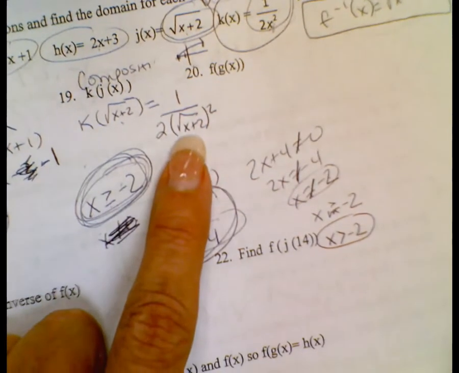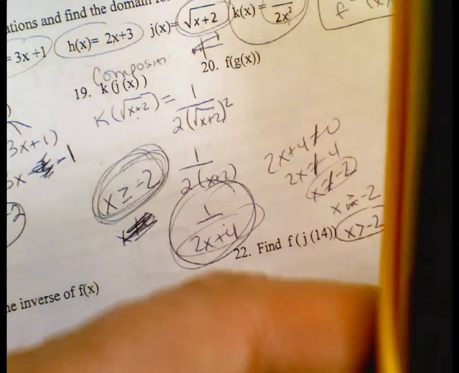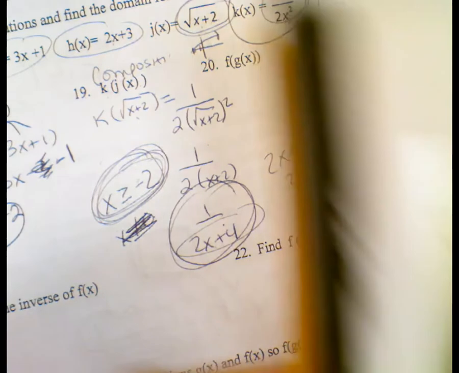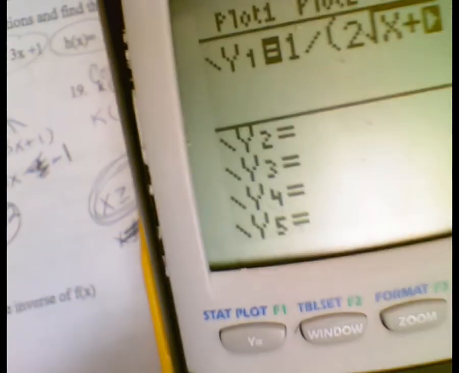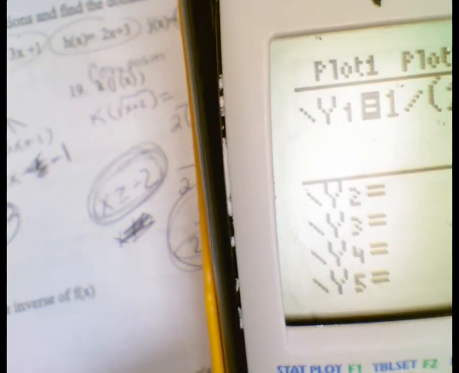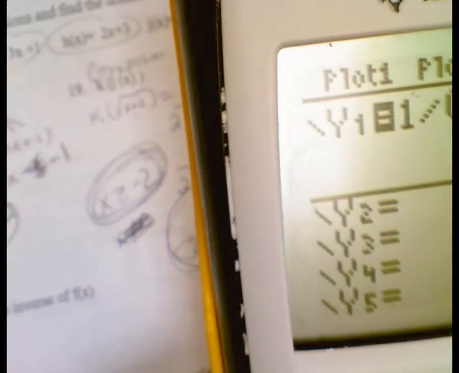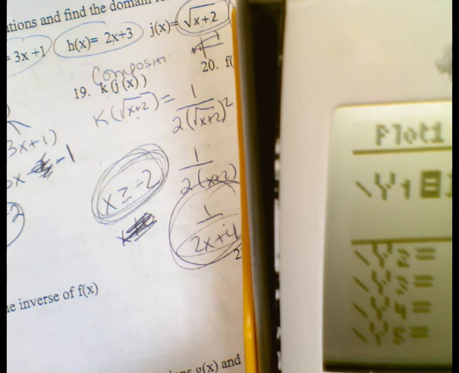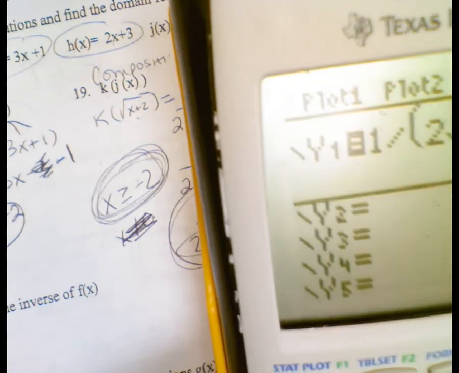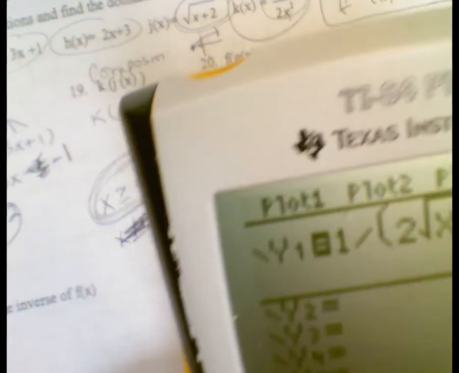So if I punch this thing right here in, go to y equals. One divided by parenthesis 2 times the square root of x plus 2, squared. I go outside of this. So that's what that is. We need a parenthesis. 1 divided by, I think I need another parenthesis. All right. So here's what we have. And if you press graph, or second graph, oops, set my t-table up.